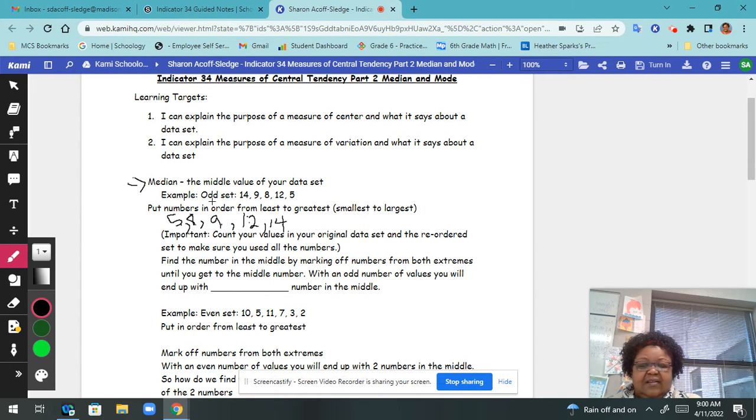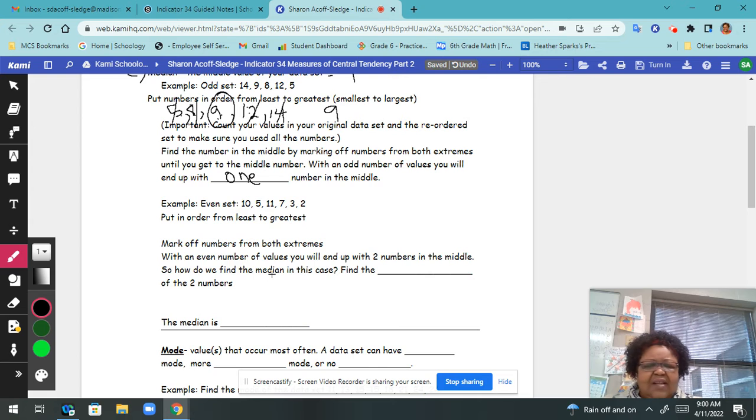So find the number in the middle by marking off numbers from both extremes until you get to the middle number. Both extremes, this end, that end, this end, that end. I end up with one number in the middle. So 9 is my median. So with an odd number of values, I will end up with one number in the middle, and that is my median. So my median here is equal to 9. Right in the middle, once I ordered them. No big deal. You don't even have to calculate anything. All you have to do is count them.